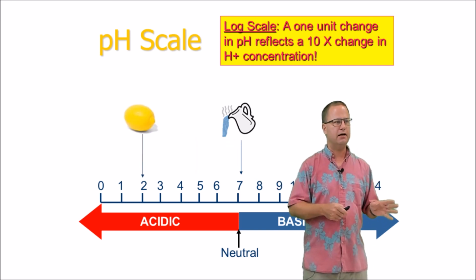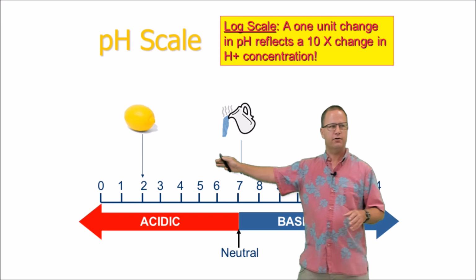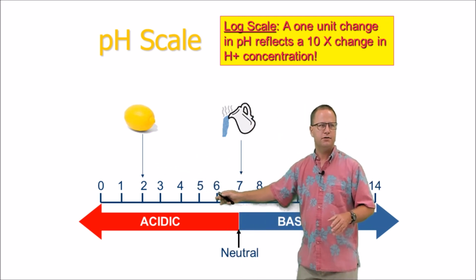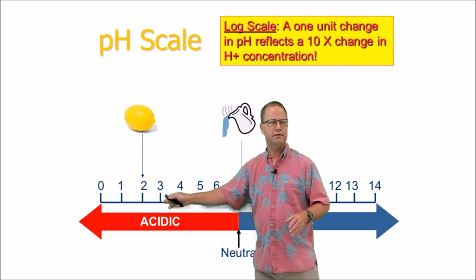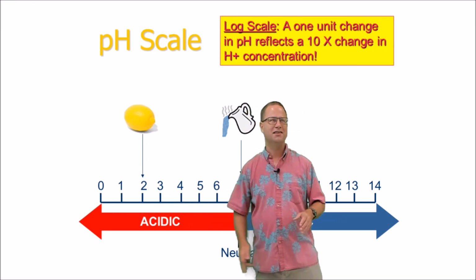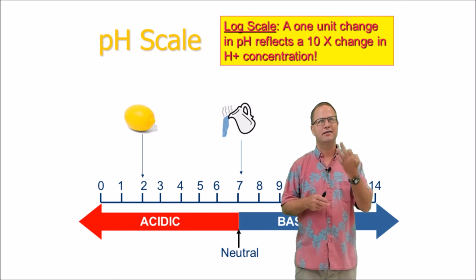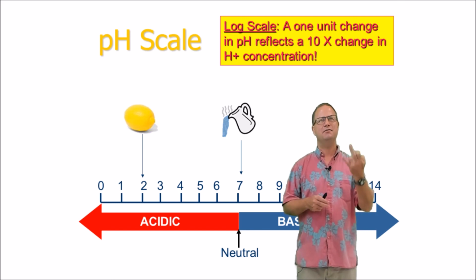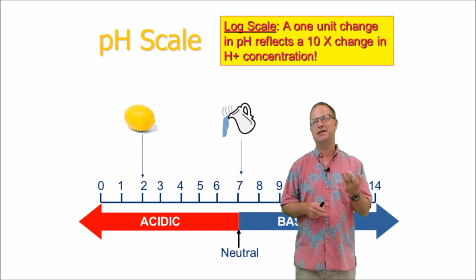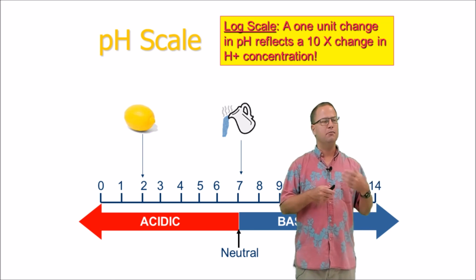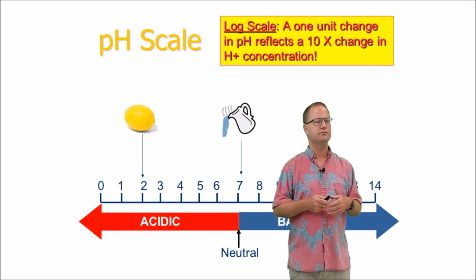Okay, now let's look at lemon juice. Lemon juice has a pH of around 2. So let's look at how many jumps that was. So 1 jump, 2 jumps, 3 jumps, 4 jumps, 5 jumps. So again, it's 10 times 10, which is 100, times 10, which is 1,000, times 10 is 10,000, times 10 is 100,000. So that's a big change in acidity between a 7 and a 2.